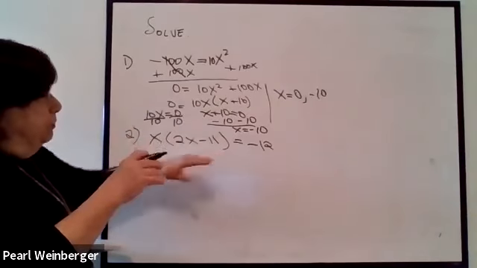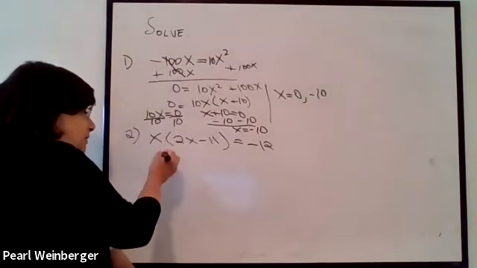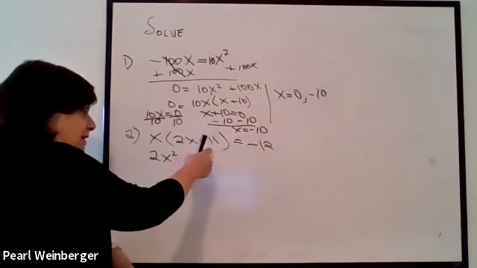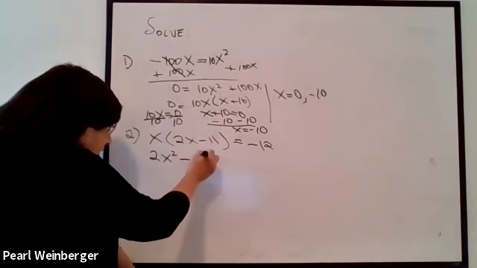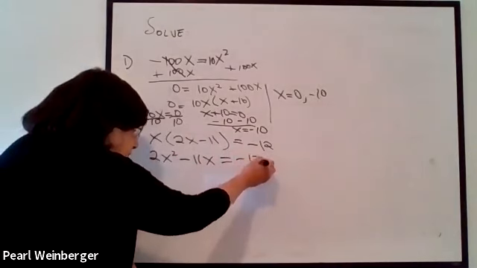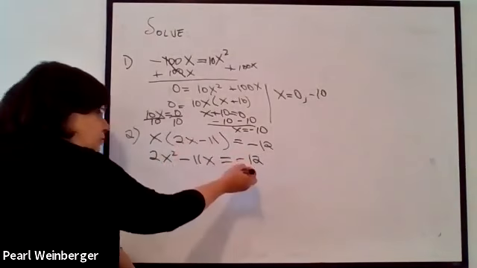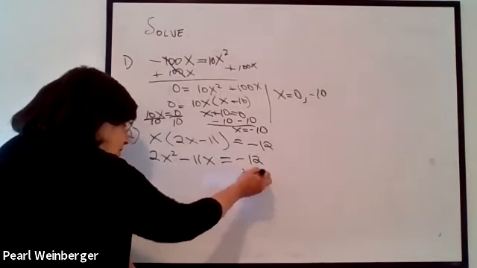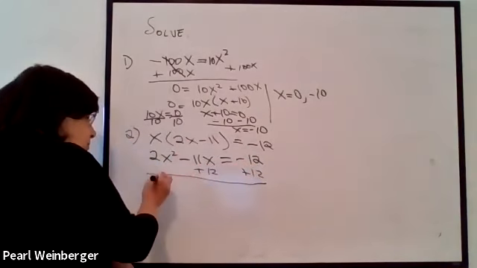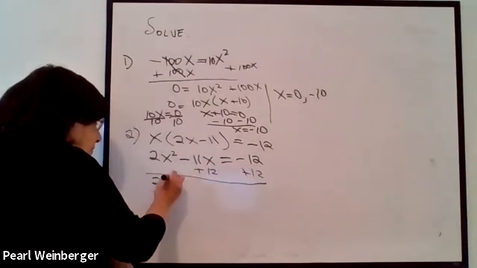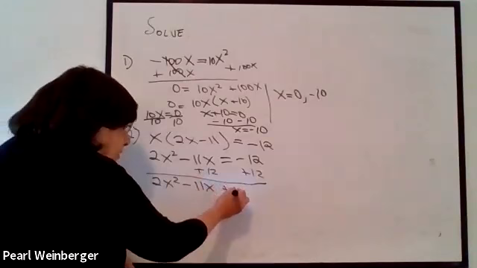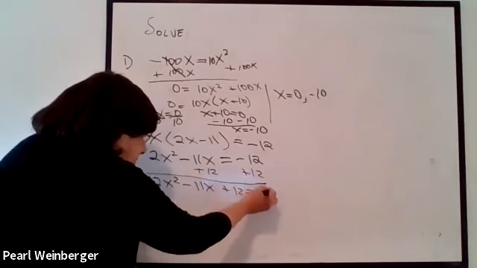I have to remove the parentheses. So x times 2x is 2x squared. X times negative 11 is negative 11x. And that equals negative 12. And now I have to bring the 12 to the other side. So I get 2x squared minus 11x plus 12 equaling 0.